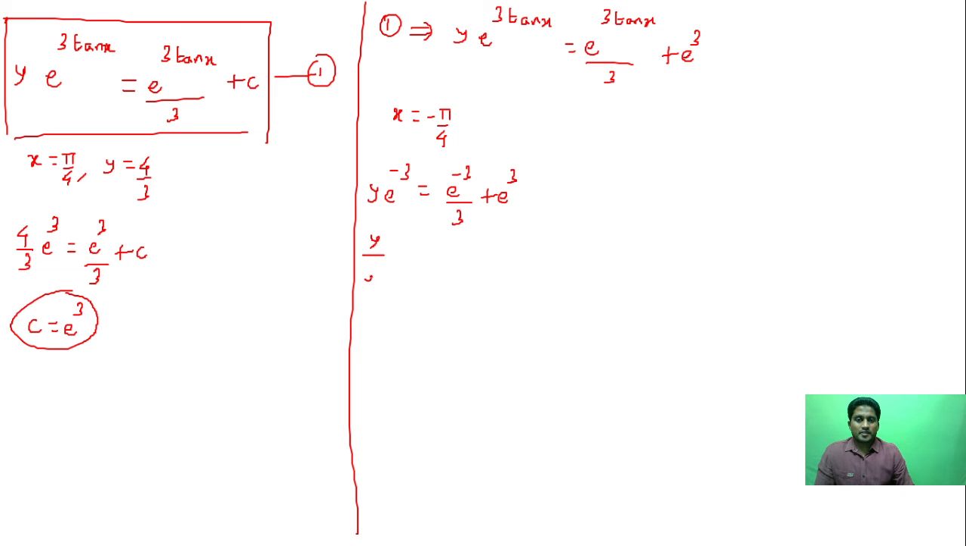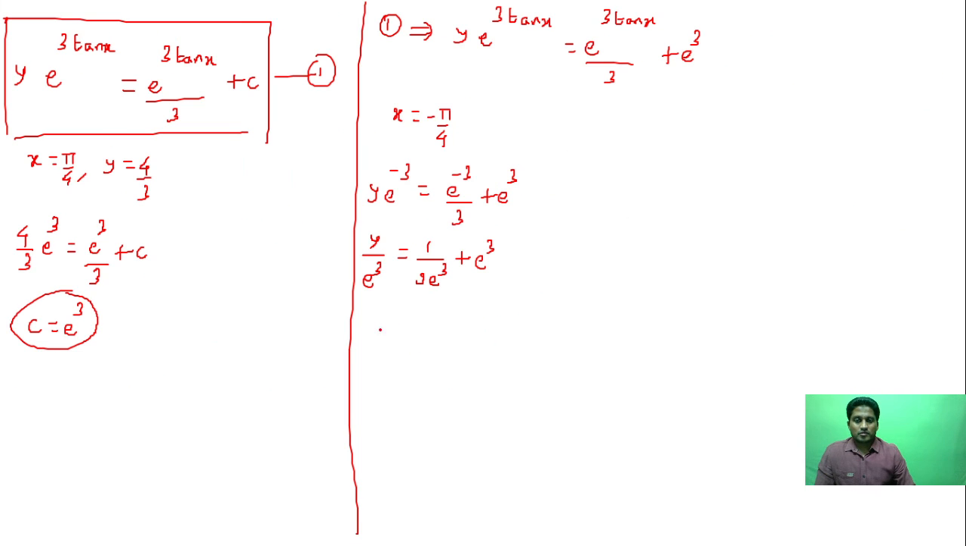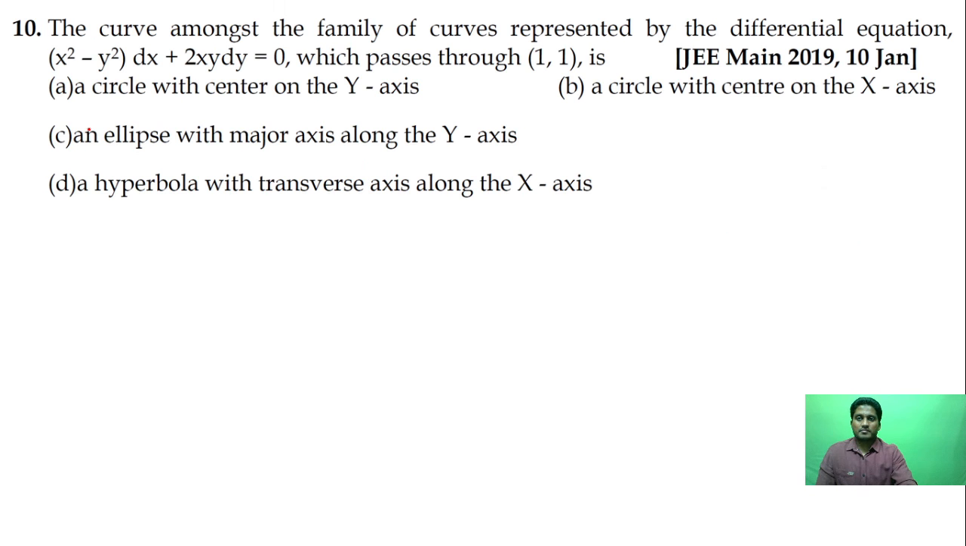So this is y by e cube is equal to 1 by 3 e cube, and then plus e cube. If you cross multiply e cube, you get y is equal to 1 upon 3 plus e to the power of 6. That's the answer, guys. That's the first option. Let's move to the next question, question number 10.